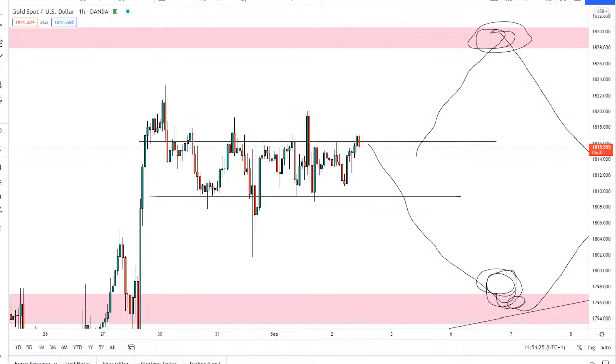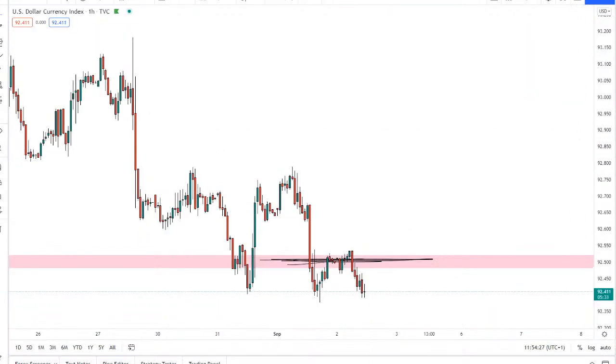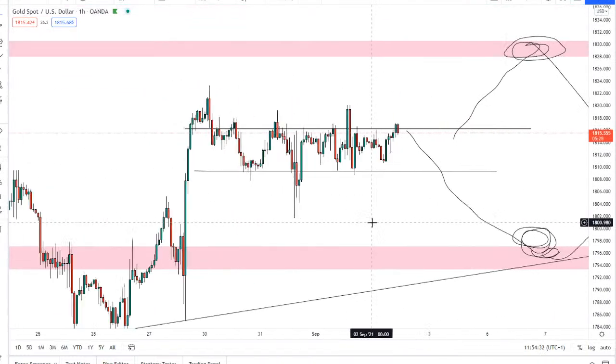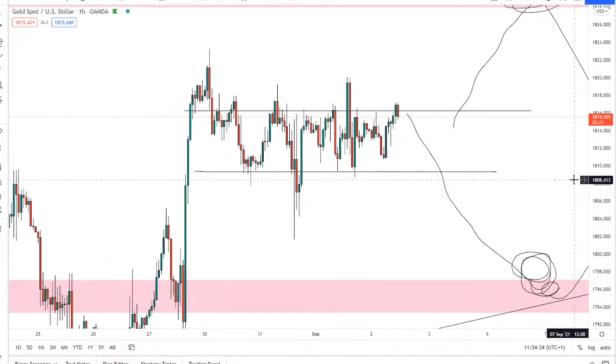And it looks like we're getting some DXY weakness as well. So upside, as DXY goes down, gold should be going up. So if I was to expect a direction, I'll probably expect upside. But whether that's going to happen, I have no idea, especially with this price action here. We could just do another fake out to the upside like yesterday.